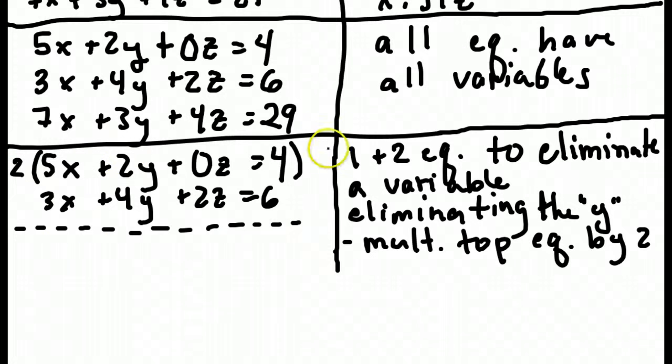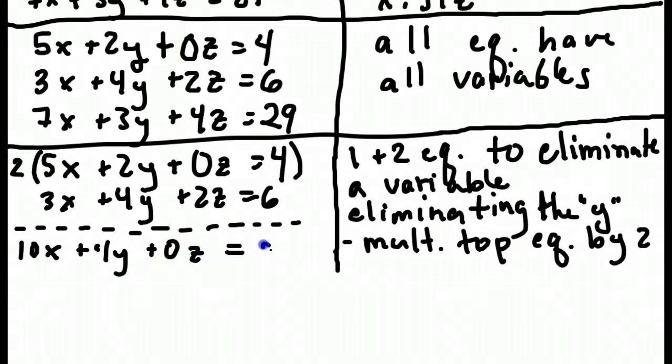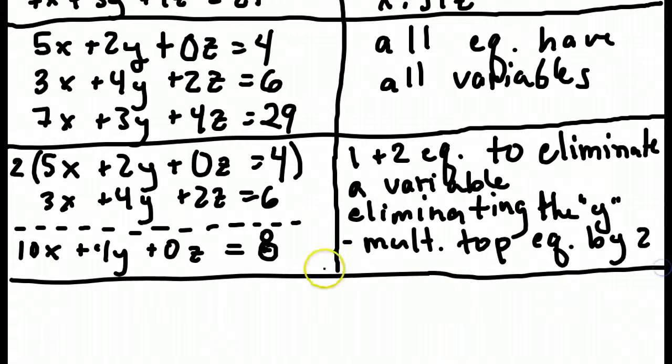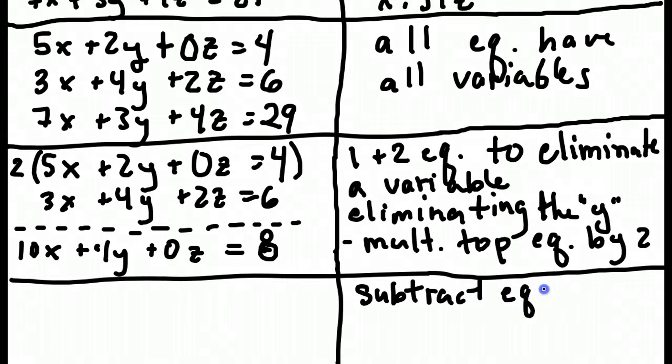So what does 2 times the top equation become? 10x plus 4y plus 0z equals 8. Okay, right. Yes. Okay, so now I'm going to make this a new step. I'm going to say it's going to be subtract equations 1 and 2.